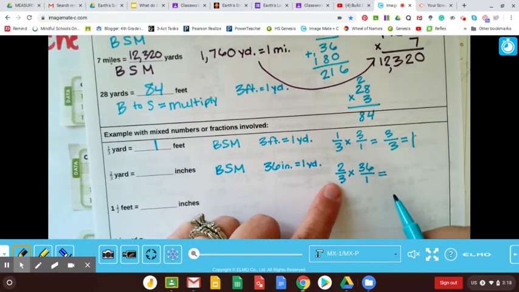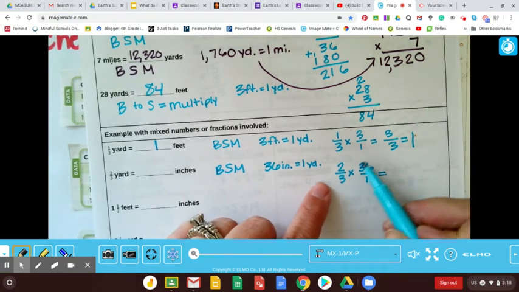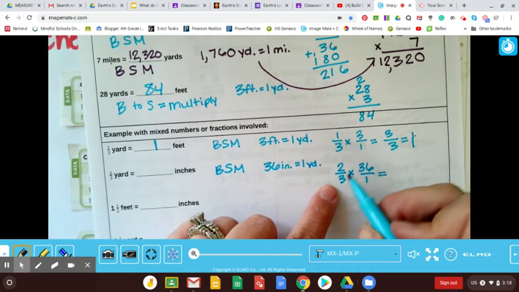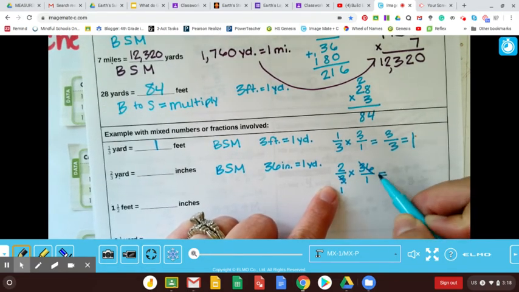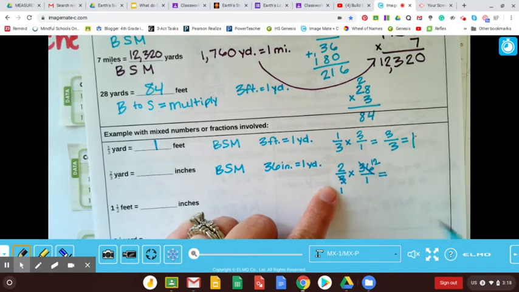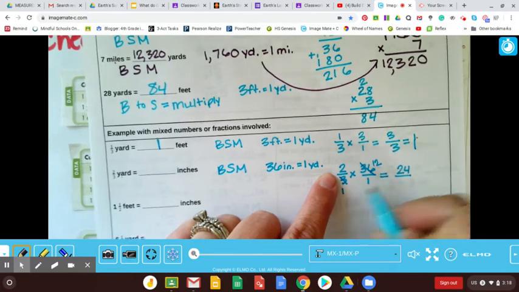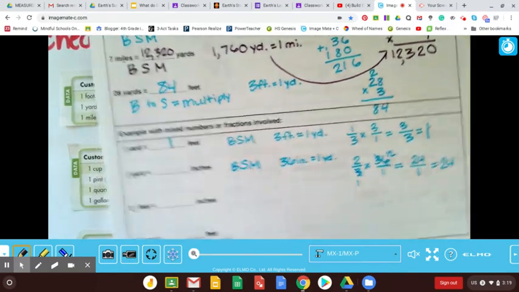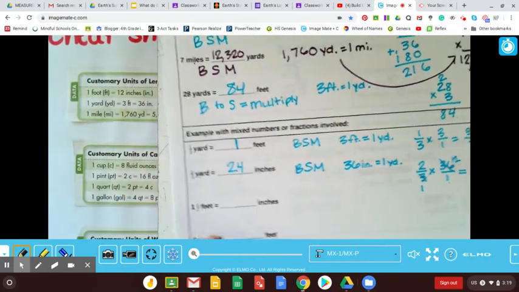Now, if I want to save myself some time, I could do some cross canceling. So I don't have to multiply 2 times 36. If I look, 3 and 36, right? They're both divisible by 3. So if I divide 3 by 3, I would get 1. If I divide 36 by 3, I would get 12. So now I have it much easier. What's 2 times 12? Well, that would be 24. 1 times 1 is 1, and that would just equal whole number 24. So 2/3 of a yard is 24 inches.